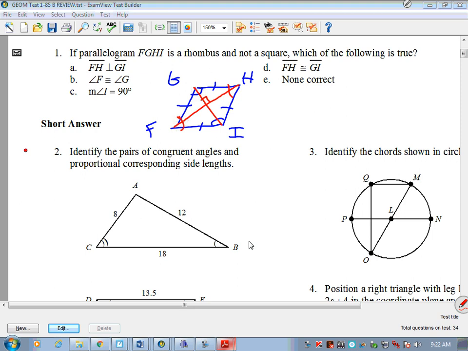So what we're looking for here is FH is perpendicular to GI. If F was equal to G, then they would both have to be right angles, and that would make all of them right angles, and that would force it to be a square. If measure angle I was a right angle, then it would force all the other angles to be right angles, and it would force it to be a square, right? If FH was equal to GI, then it would make it a rectangle, and a rhombus that is a rectangle is a square. All right, does this make sense? So the only one that allows it to be a rhombus without forcing it to be something more than a rhombus is A. Okay?